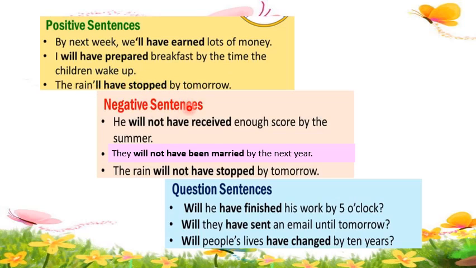In the negative sentence, we can use the structure as, he will not have received enough score by this summer. They will not have been married by the next year. The rain will not have stopped by tomorrow.